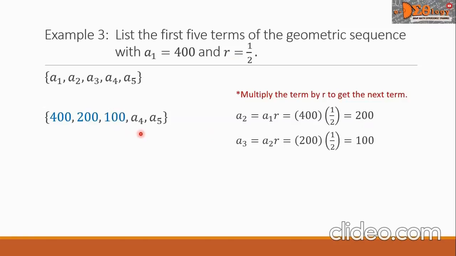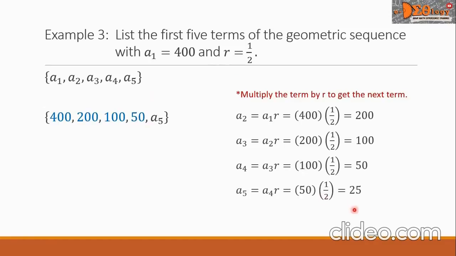To get a sub 4, we will multiply this 100 by the common ratio. So that is 100 times 1/2, which is 50. This 50 will take the place of our a sub 4 here. Now for a sub 5, 50 times 1/2, that is 25. And this 25 is the value for our a sub 5.